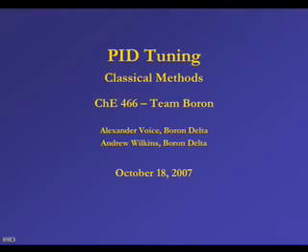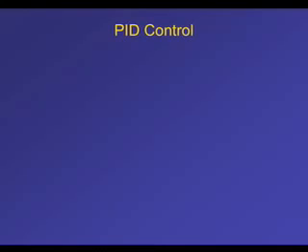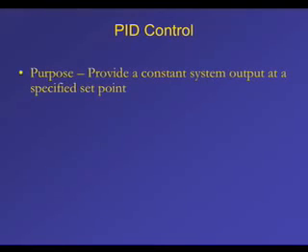Team Boron Delta presents PID tuning, the classical methods. The purpose of a PID controller is to regulate the output of a system to a user-specified set point by controlling one or more of the system inputs, or control variables.